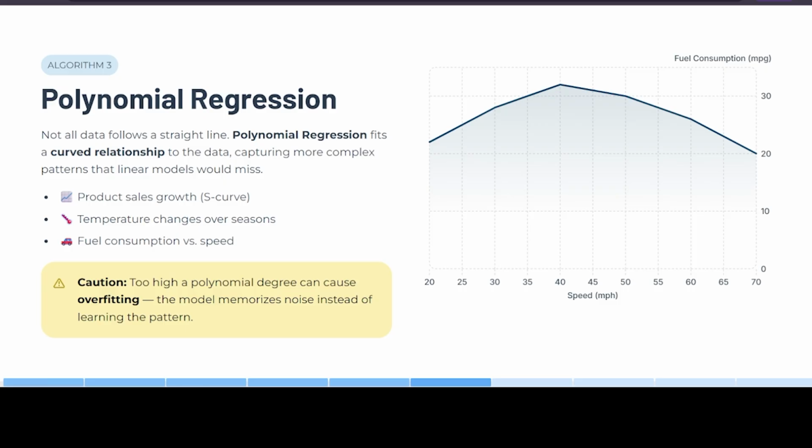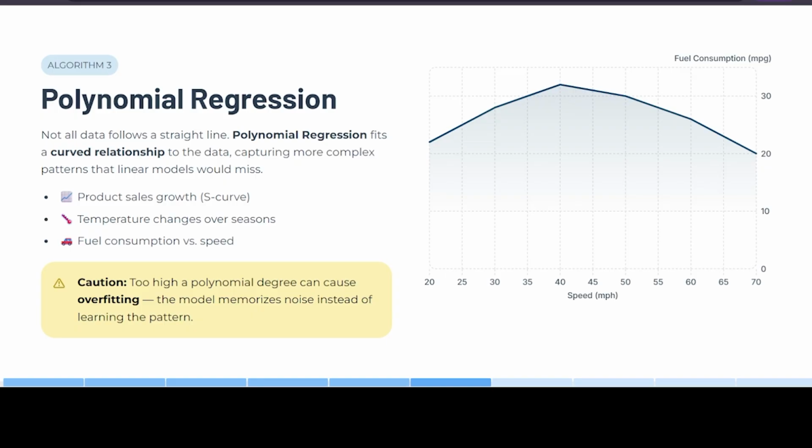Now here's something interesting. Not every relationship in the real world is a straight line, right? Let's take a simple example. Imagine, guys, you are riding a bike. At first, as you increase the speed, what happens? The fuel consumption increases slowly, right? After some point, fuel consumption increases much faster, right? There is no longer a straight-line relationship here. It is a curved relationship. So linear regression struggles here. That is why we use polynomial regression in this case.